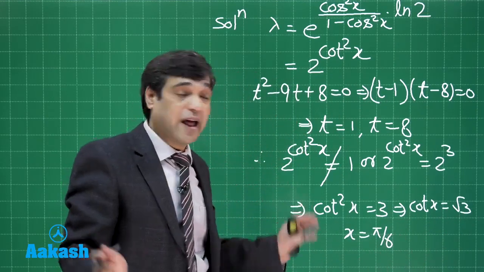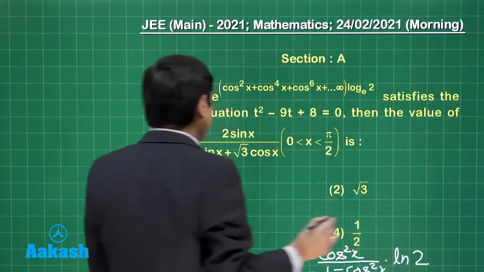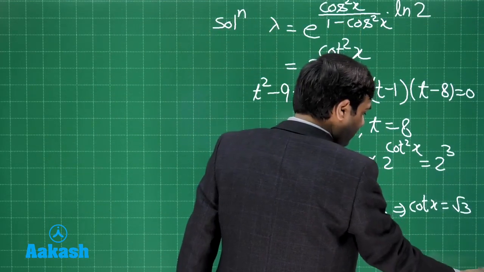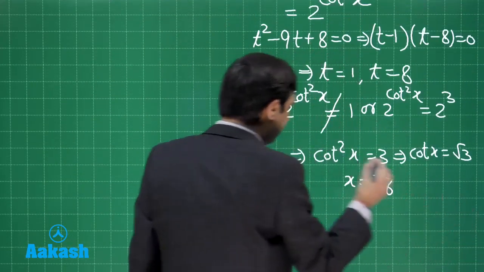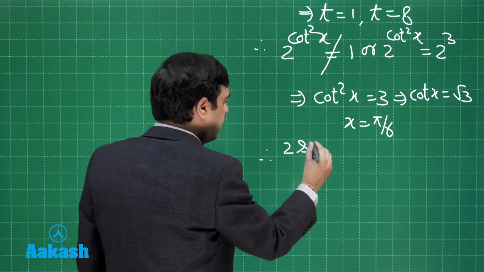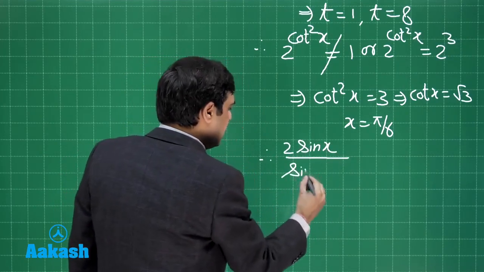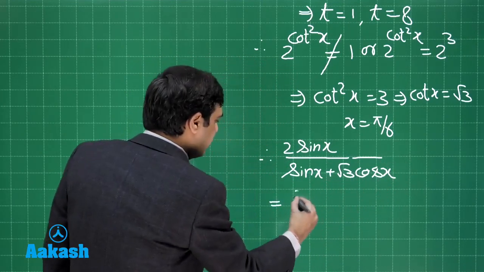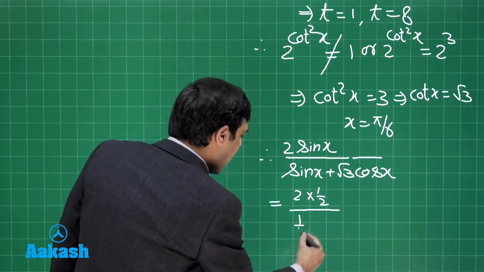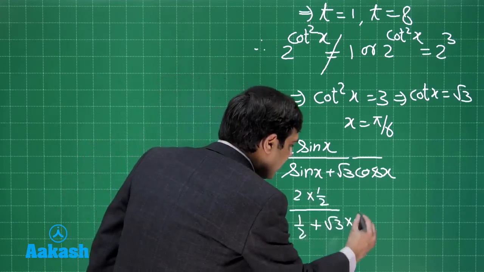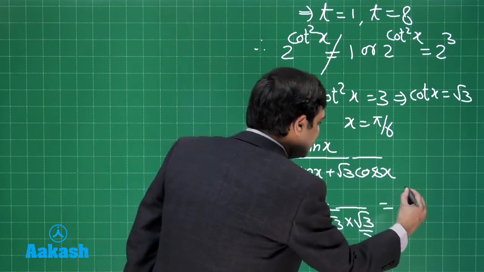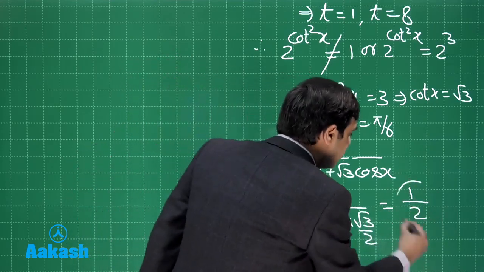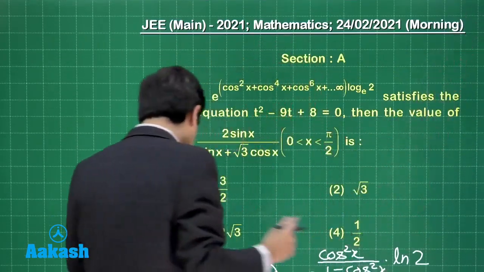Now, the expression 2 sin x upon sin x plus root 3 cos x. Let's put x equals pi by 6 over there. Therefore, 2 sin x upon sin x plus root 3 cos x is equal to 2 into half upon half plus root 3 multiplied with root 3 by 2. So it is giving me simply 1 divided by half plus 3 by 2, that is simply 2. So the result obtained is value half.